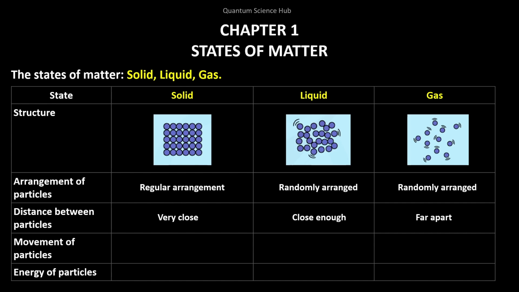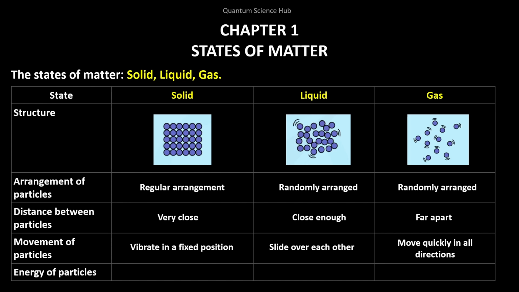Now let's talk about the particles' movement. In a solid, the particles can only vibrate in a fixed position because there is no more space to move. In a liquid, the particles can still slide over each other because there is still a tiny space to move. In a gas, the particles can move randomly and quickly in all directions.